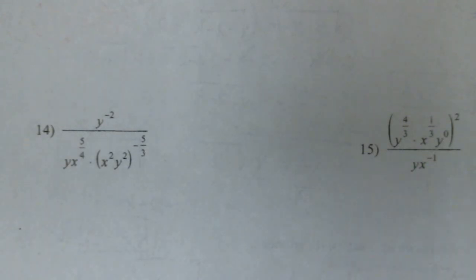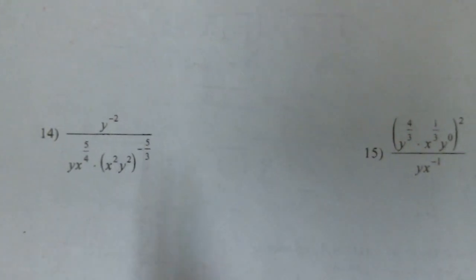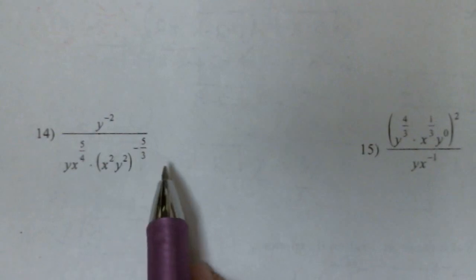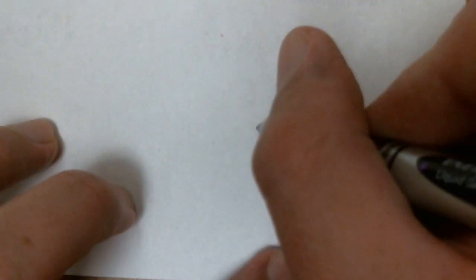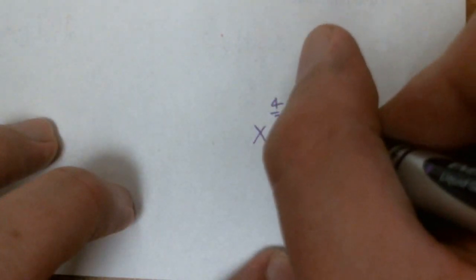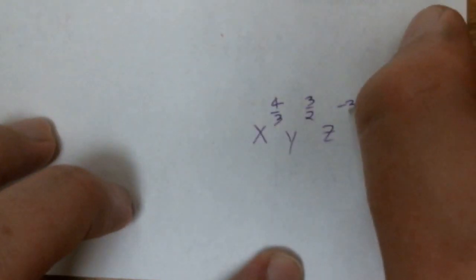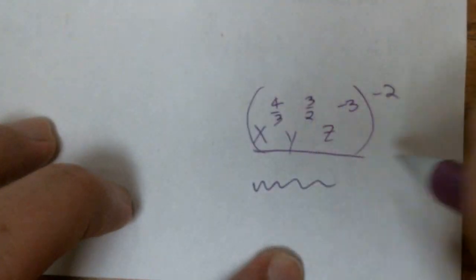I can't tell you in this particular case what the right thing to do is. Here's what I would do. Normally, guys, I save my flipping until the end, unless I have a whole bunch of stuff raised to the -1. So say I had a problem like this: x to the 4/3, y to the 3/2, z to the -3, and all that's being raised to the -2, and all that's over blah, blah, blah, blah.